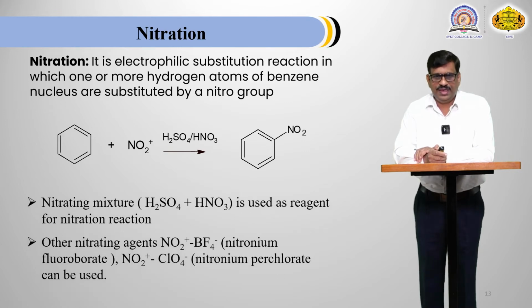Another reagent that can be used for this nitration reaction is nitronium fluoroborate, NO2+ BF4-. Another reagent, nitronium perchlorate, NO2+ ClO4-, can also be used as a reagent for the nitration reaction. But the maximum nitration reactions are carried out by using the nitrating mixture, which is the mixture of concentrated sulfuric acid and concentrated nitric acid.